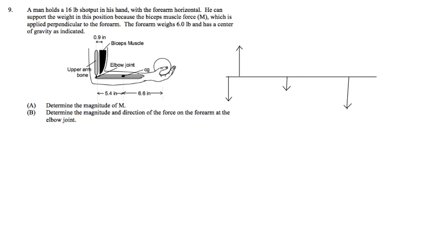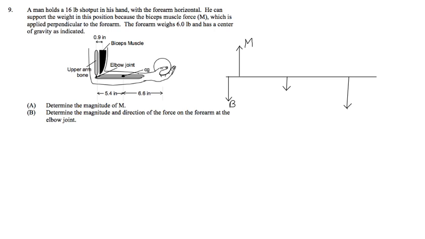I'm going to now have to label all these things. So I'll call this the bone. Again, you could call it U for upper arm bone, or you could call it E for the force at the elbow joint, E for elbow. And then this, that's a bicep muscle. I'll just call it M for muscle.